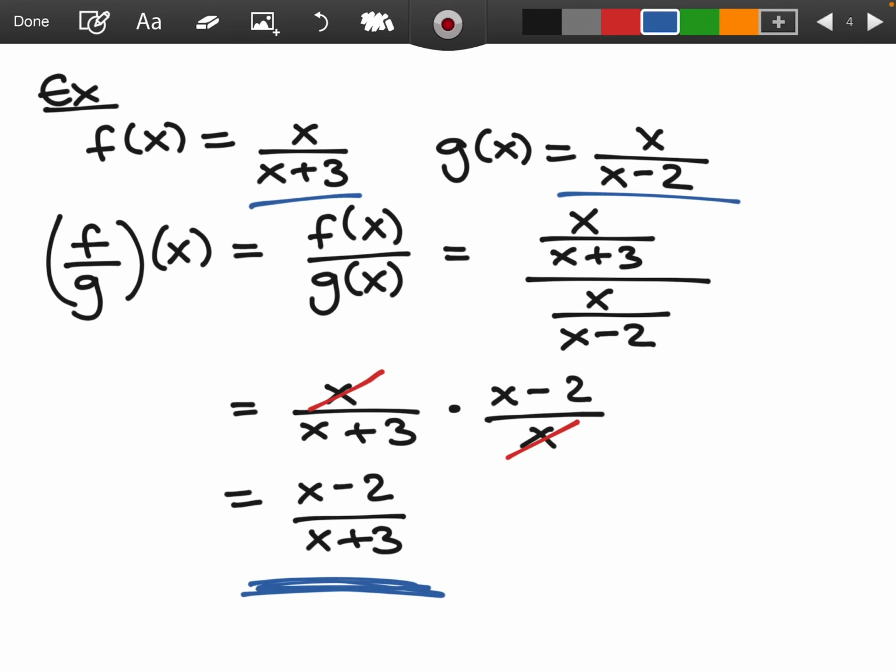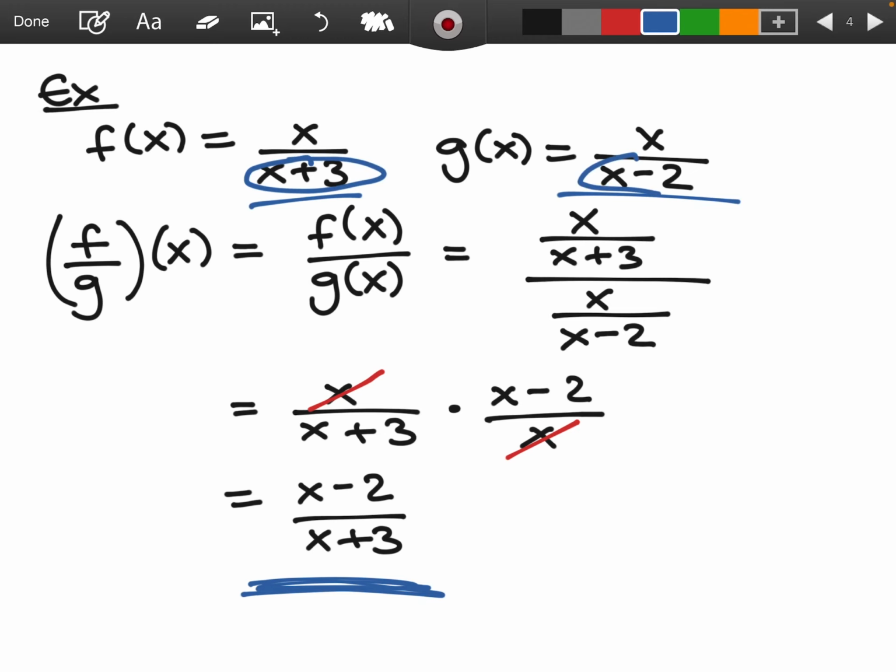Okay. So in our definition, we said that the domain of f over g is going to be the domain of f of x, intersect with the domain of g of x, and then take out any values such that g of x is 0. Okay, so what is my domain of f of x? Well, it's going to be all real numbers except where my denominator is 0. So it's all real numbers except for -3.